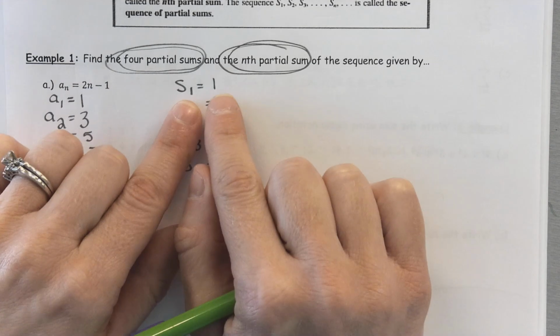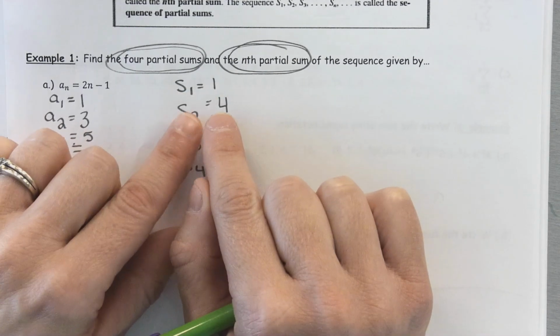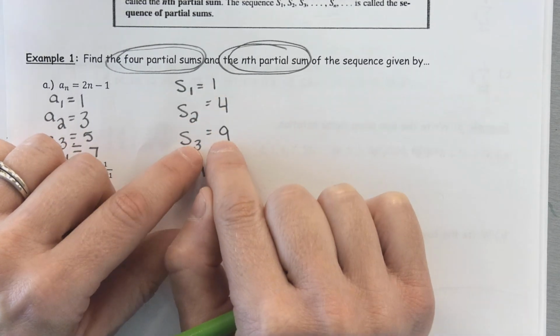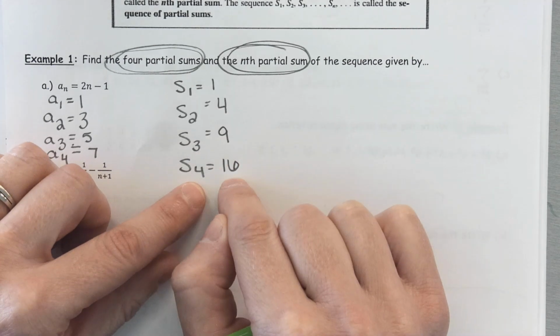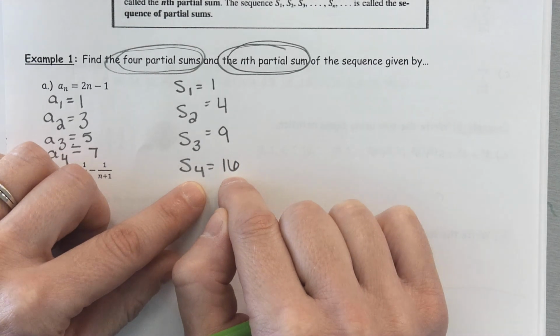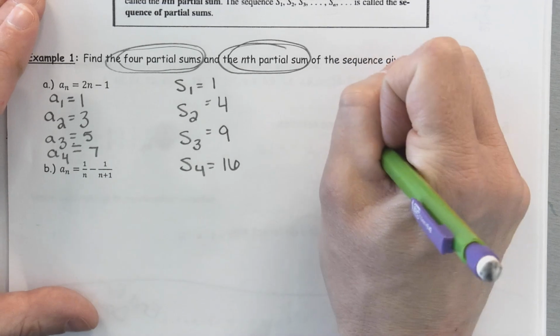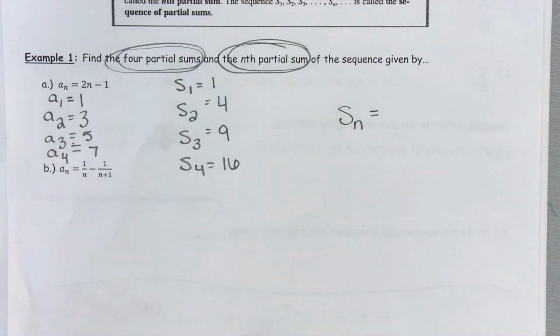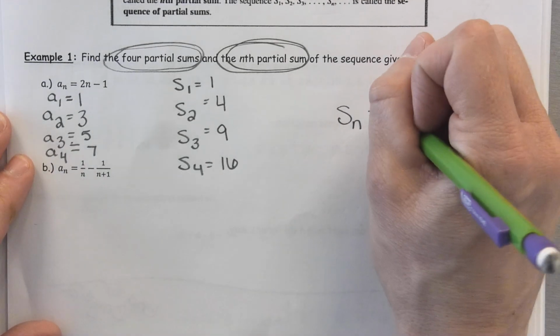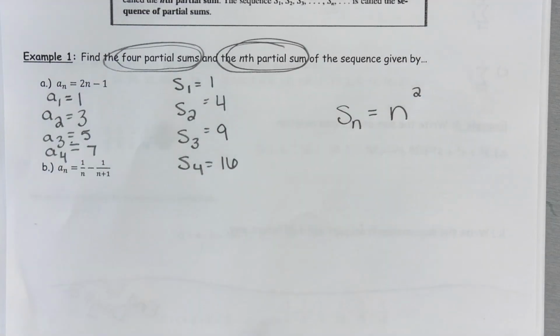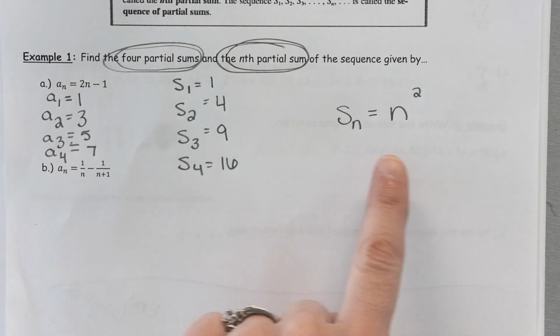Let's look at the relationship. The partial sum for 1 is 1. The partial sum of 2 is 4. 3 is 9. 4 is 16. What's the relationship? Squares. So is it fair to say that your partial sum, we're going to call it S sub n, so we could work with any subscript, would be your n value squared? So if I wanted to find S sub 10, I wouldn't need to go all the way up and then add all of them together. What would S sub 10 be for the partial sum?